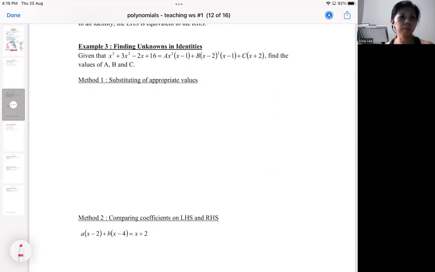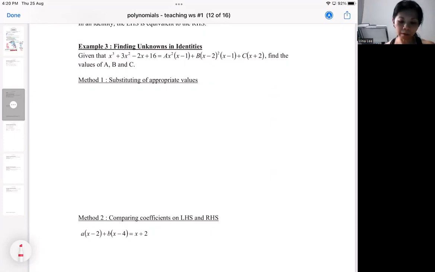But a lot of students will have a question mark. What values of x do I sub? In the method of substitution, essentially we can sub any values, but we are going to sub values that eliminate certain things.